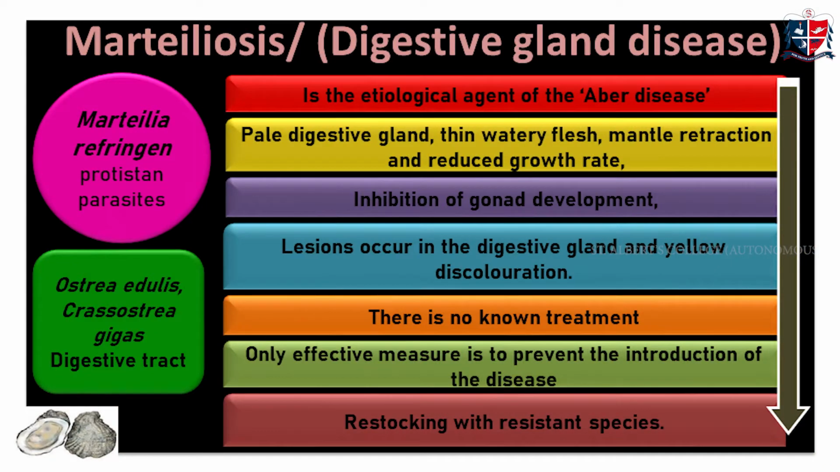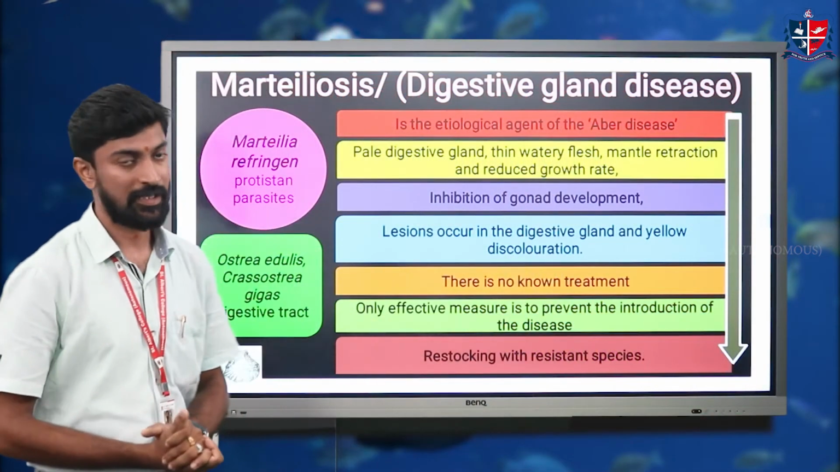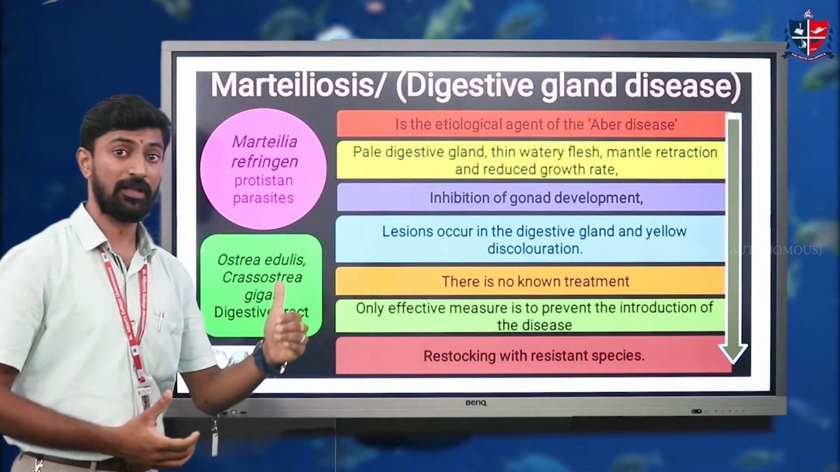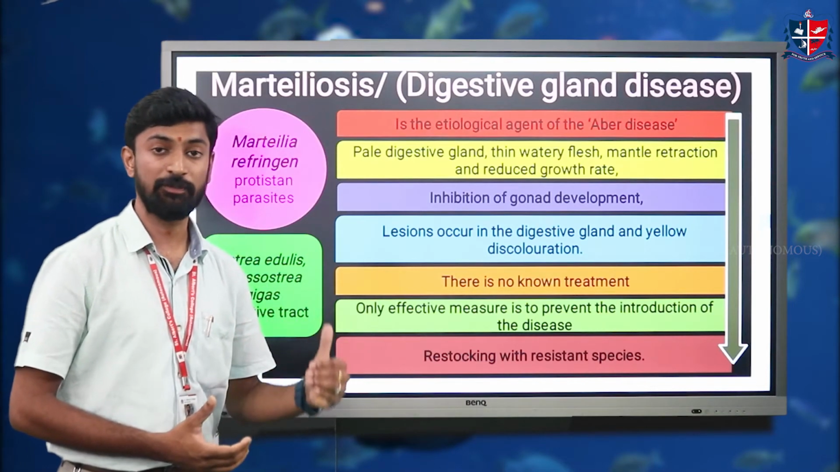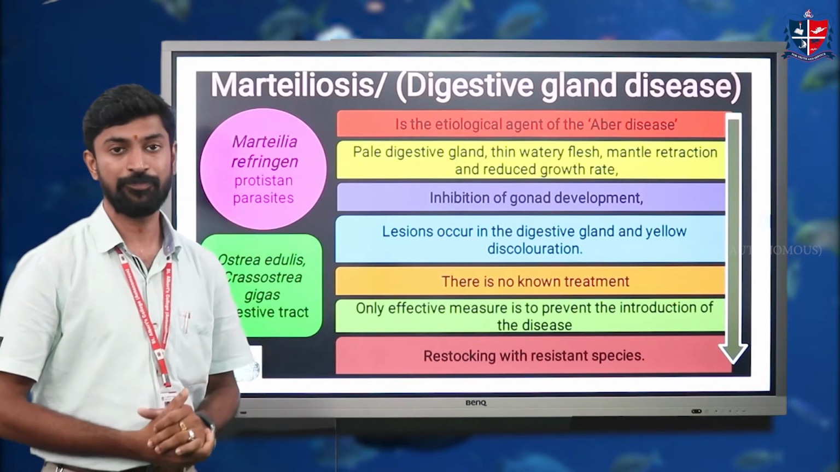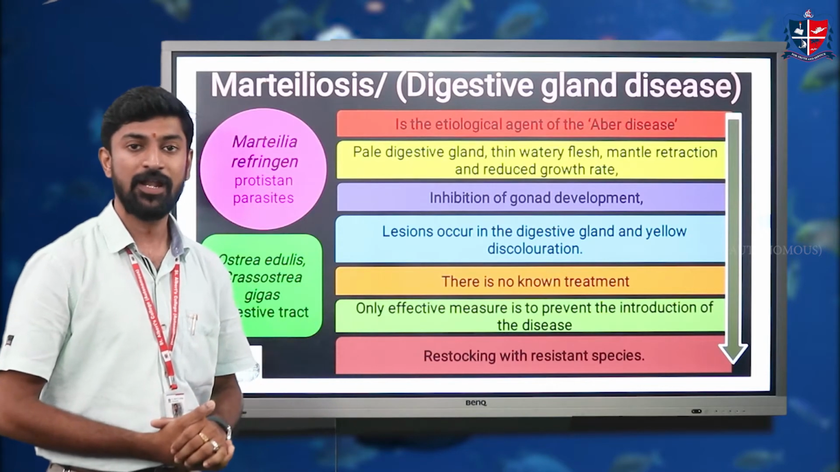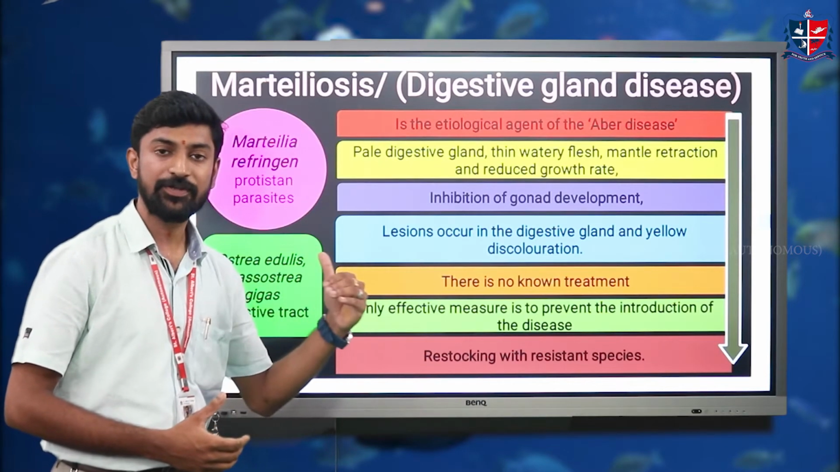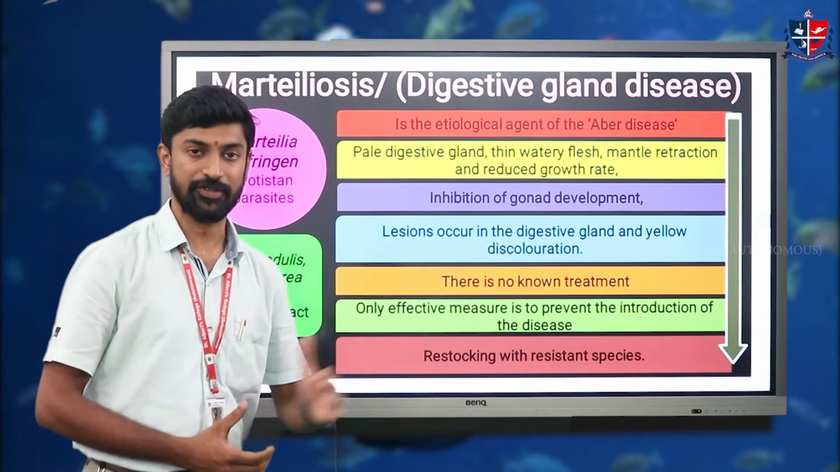The next disease is martiliosis, or digestive gland disease. Martiliosis is another parasitic disease. It's a protozoan parasite known as Martilia refringens. Martilia refringens is a parasitic protozoan that causes martiliosis, or digestive gland disease, in oyster.